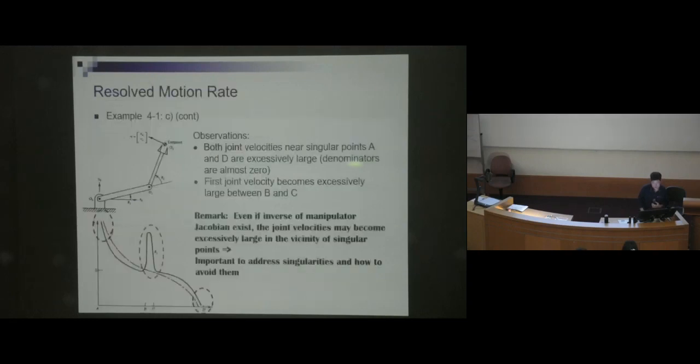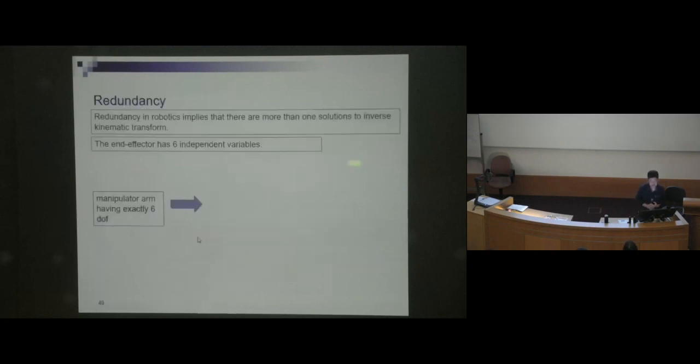So when we look at the Jacobian, the other thing that we want to deal with is the Jacobian matrix, the manipulator itself, and the workspace, like what we have gone through earlier. And then the other thing that we're looking at will be the redundancy. Redundancy in robotics simply implies that there is more than one solution to the inverse kinematic equations.